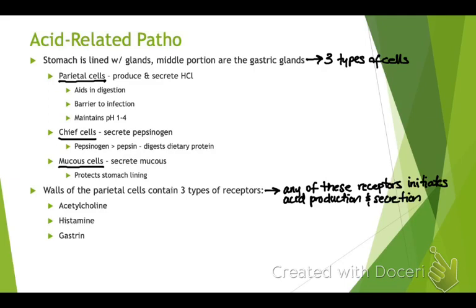The walls of the parietal cells contain three different types of receptors. Remember, the parietal cells are one of your cell types of your gastric glands, and they are the ones that have three specific receptors, and any of these receptors are going to help to initiate the acid production and secretion. The receptors are acetylcholine, histamine, and gastrin.